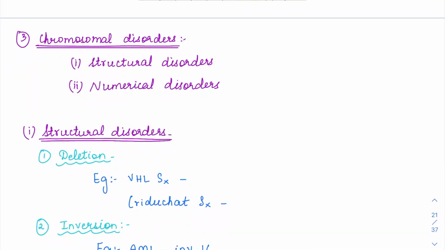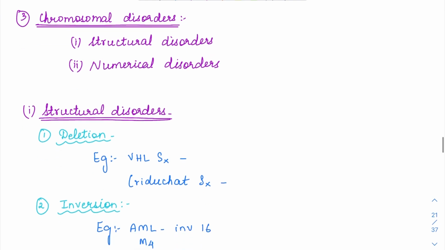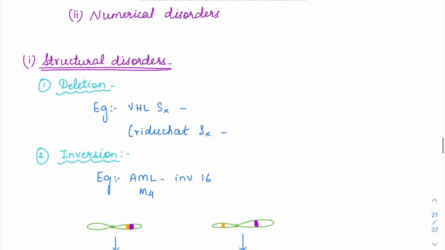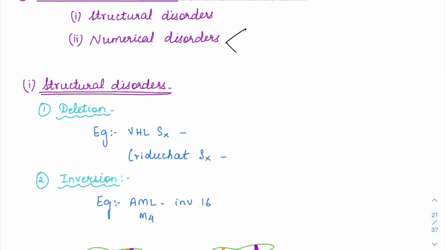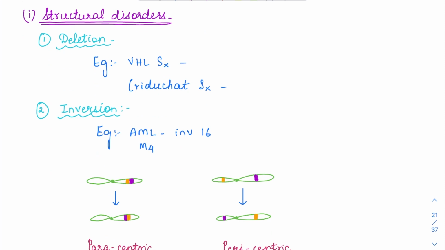So now we are done with non-Mendelian disorders. Let's see about chromosomal disorders. Chromosomal disorders could either be a numerical disorder or a structural defect. A numerical disorder is going to be either an autosomal disorder, where autosomal chromosomes are affected, or a sex chromosomal disorder. Okay. So first we'll see about the structural disorder.